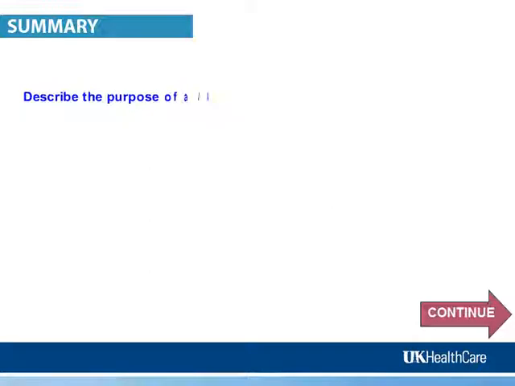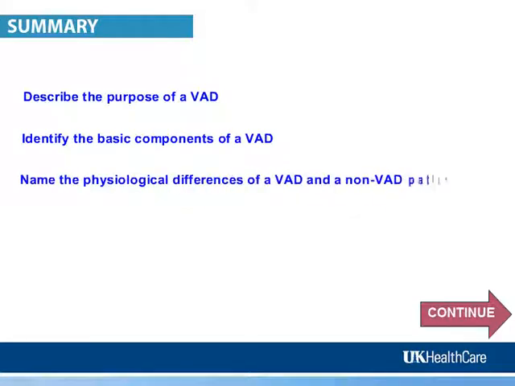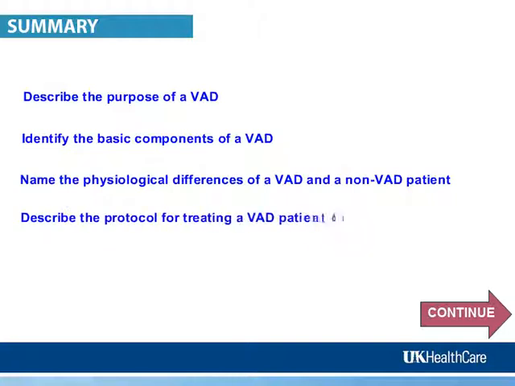You should now be able to describe the purpose of a VAD. You are able to identify the basic components of a VAD. You can name the physiological differences of a VAD and a non-VAD patient. And finally you can describe the protocol for treating a VAD patient during a code.